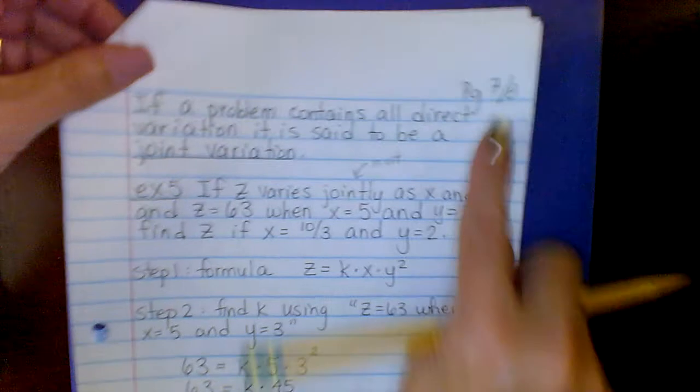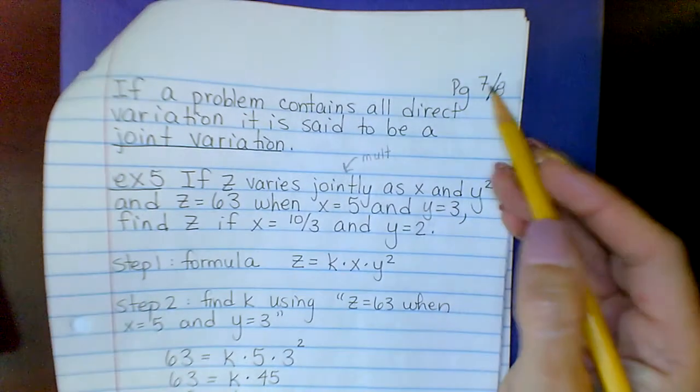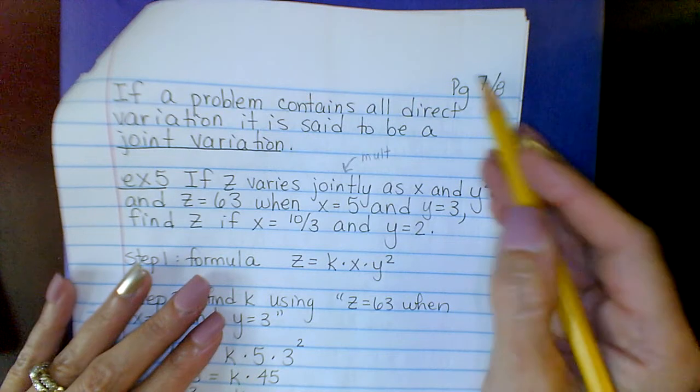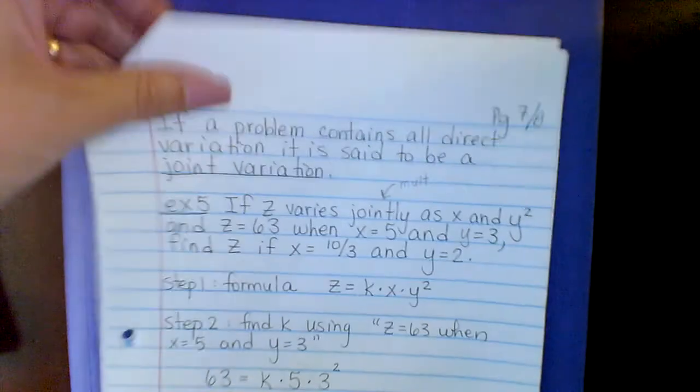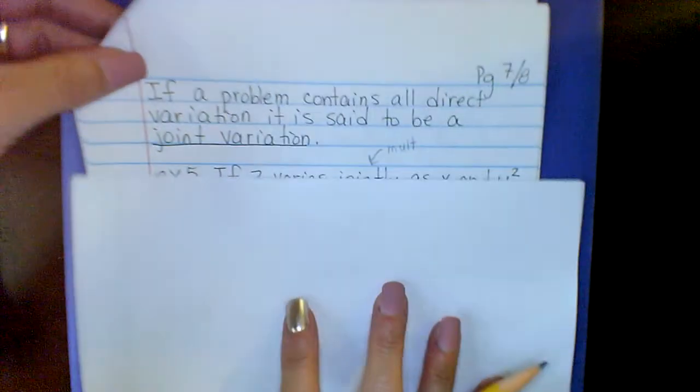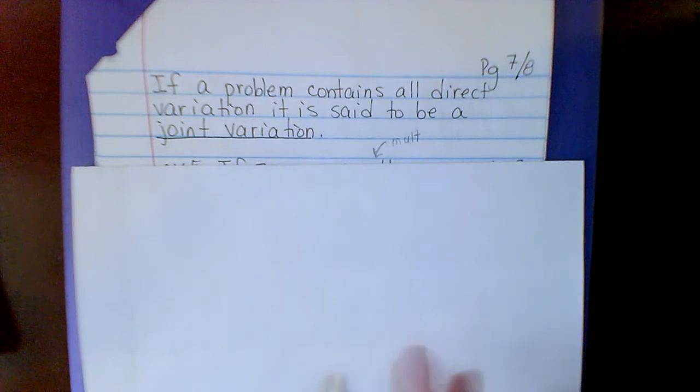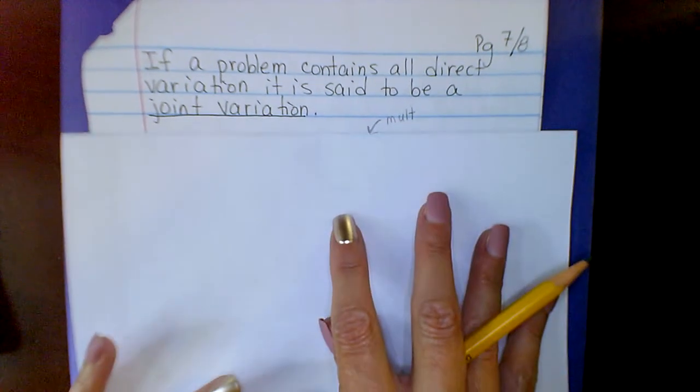If you're looking at my notes and you see these little fractions up here, this is just telling you how many pages there are total and what page I am on. I'm currently on page 7 out of 8. That helps me keep track of time and how many pages I have left.